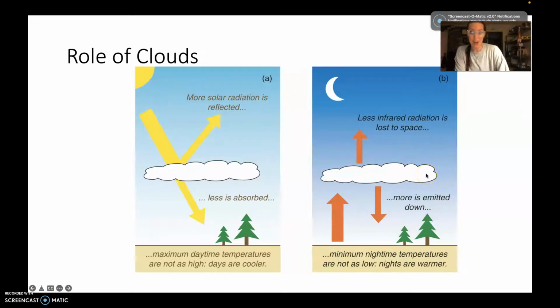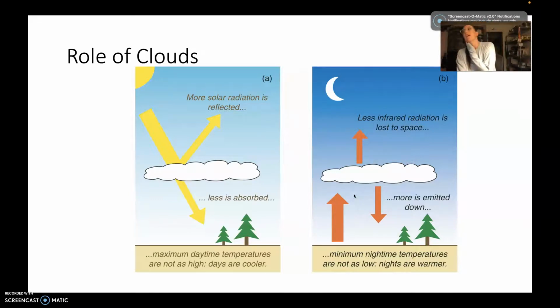Whereas at night, the opposite tends to be true, where the clouds act as a nice little blanket, and the minimum nighttime temperatures are not nearly as low, so the nights can be a bit warmer. The earth is always emitting energy, but at night, the clouds act as a little layer to keep things a little bit warmer at the surface than they would be on a cloud-free evening.